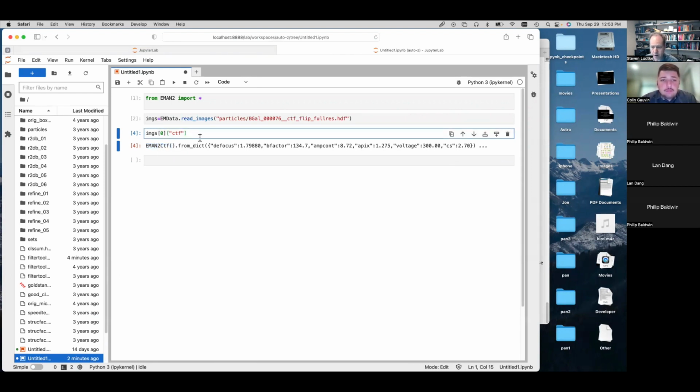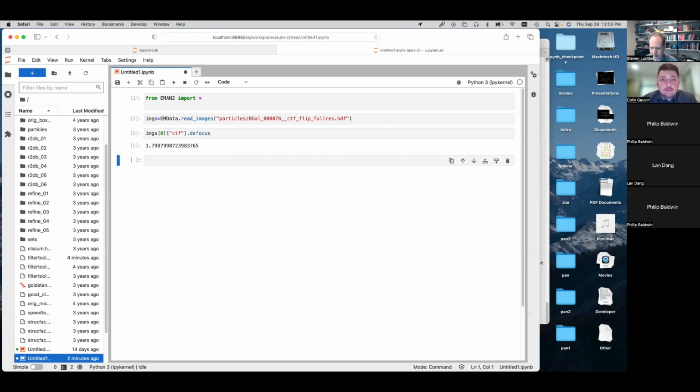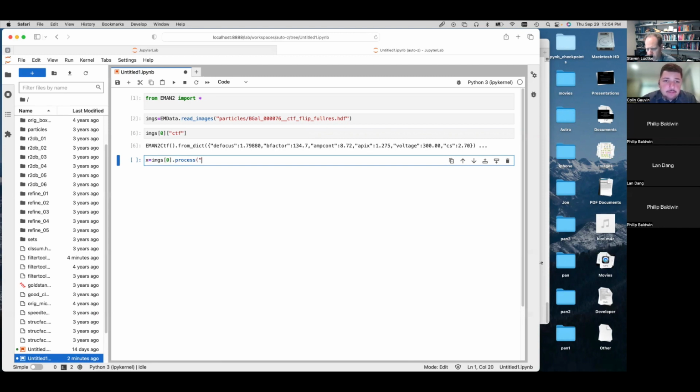If you want to get access to any of the parameters, then you still can do that from the CTF object. You can get the defocus and that sort of thing. But since what we need for the Wiener filter is a CTF object, that's particularly convenient. So we should be able to say something like x is equal to images of 0 dot process filter dot Wiener 2D. I think I got all of this correct.